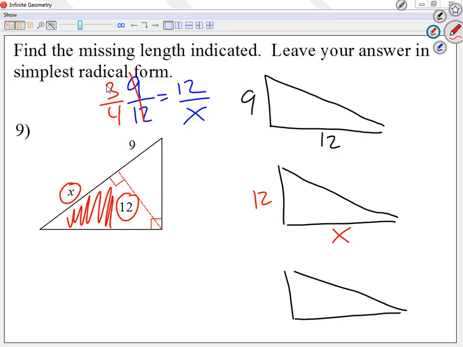We can cross multiply now: 3x equals 48. Or we can simplify it even more. My 3 with my 12, side to side, that's going to become 1 and 4. I'm just simplifying more and more. Now, let me just cross multiply. x equals what? 16.